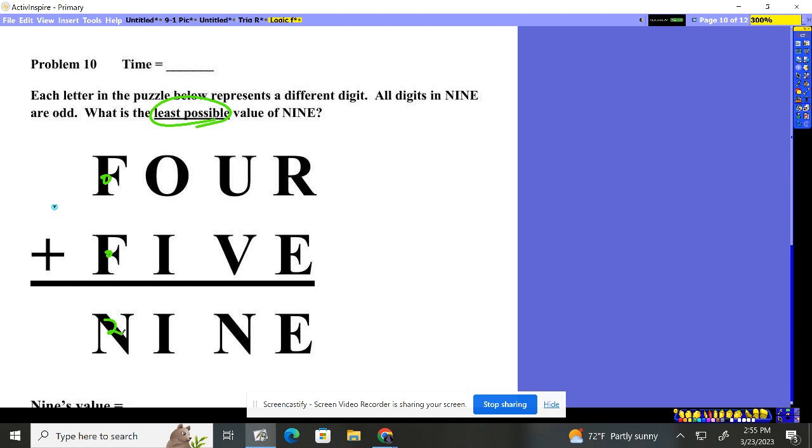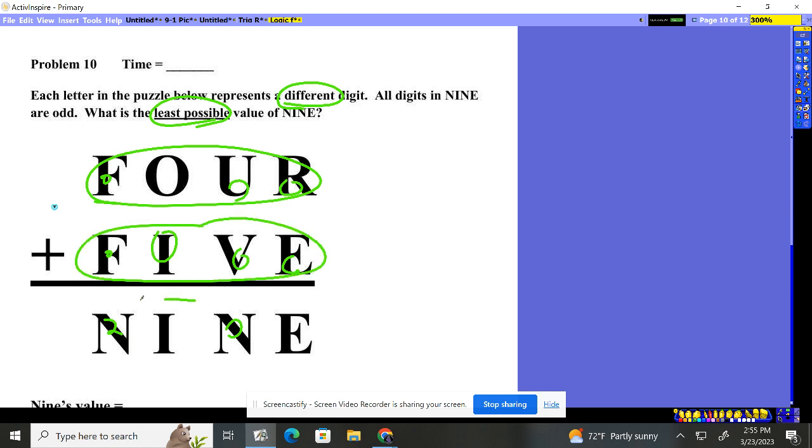Now, each one represents a different digit. So if F is a 1, you can't let I be 1, nor U, nor R, nor V, nor E, nor N. Whew, a lot of different letters in here, meaning a lot of different digits. So you've got to work with this, and it has to be a true problem that whatever 4-digit number you pick here added to this 4-digit gives you an answer of a 4-digit number. But I need you to see if you can make the 9 the least value. So figure out what 9's value would be and write your answer. Good luck.